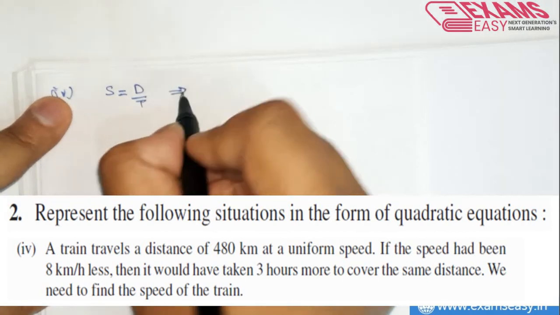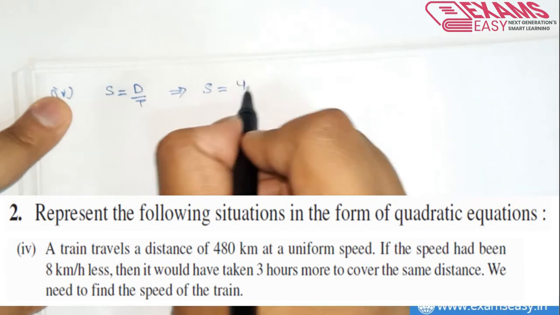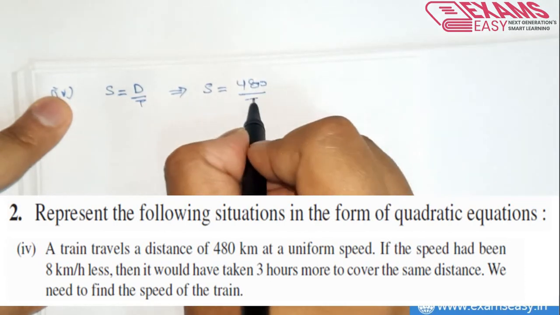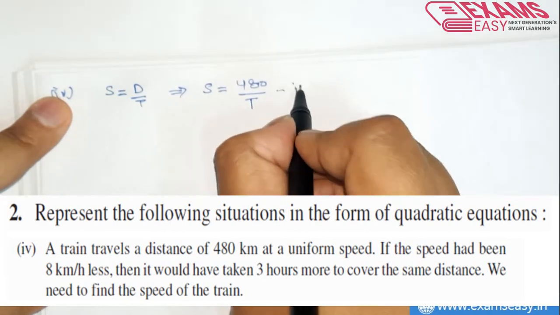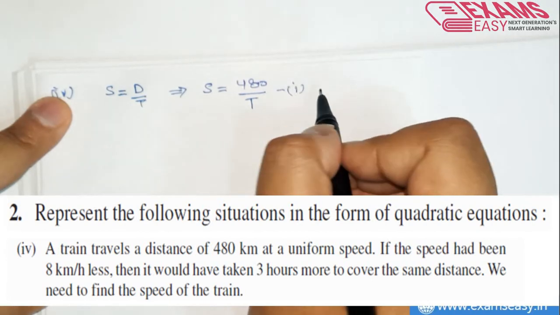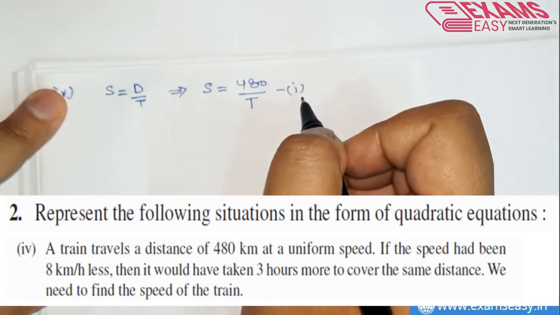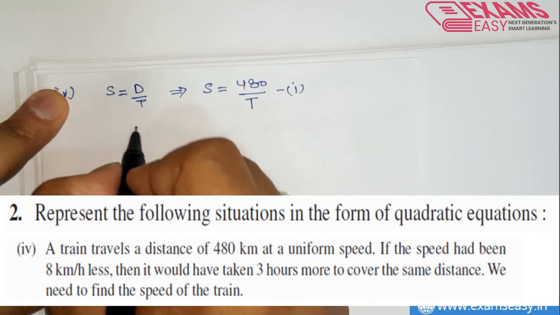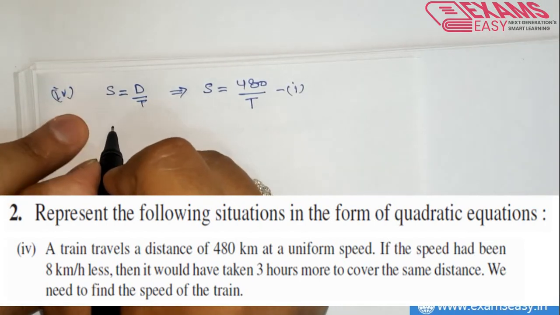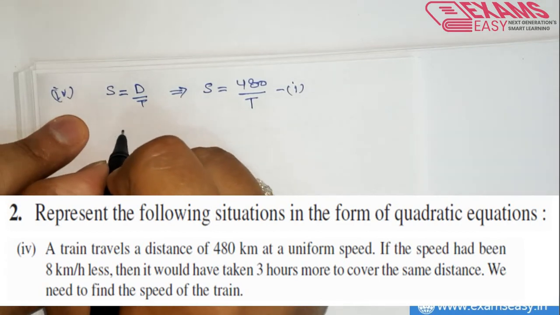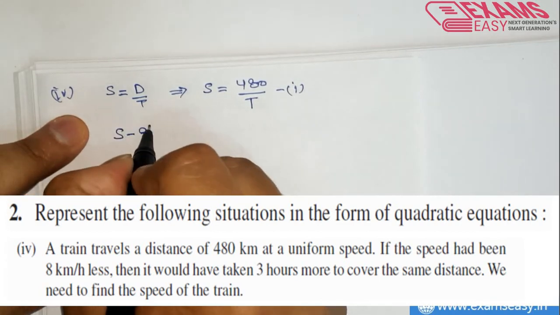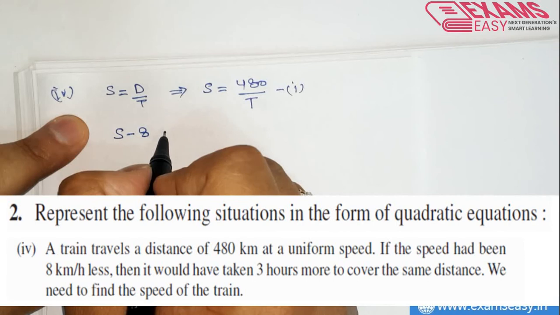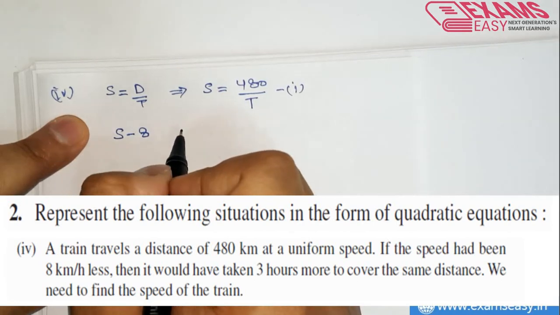That means speed is equal to distance, given as 480 divided by time t. So this is one of the equations we have got. Now from the second statement, if the speed had been 8 km less, that means if speed is reduced by 8 km per hour, that means s is subtracted by 8, then it would have taken 3 hours more to cover the same distance.